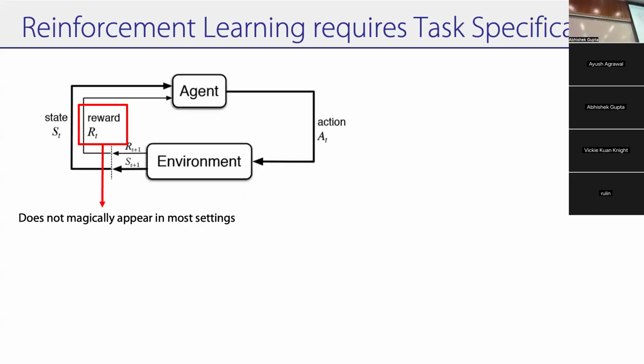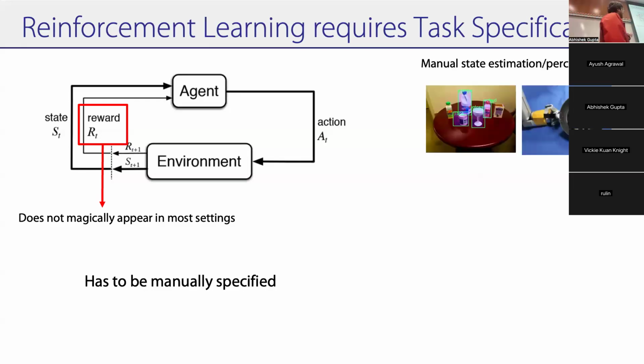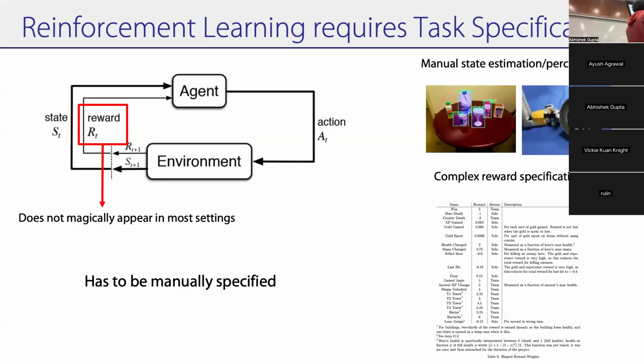And so what most RL algorithms assume is that reward shows up magically from the environment. That's true in Atari games. It's not true in most other things. And so in most cases, you're manually specifying them. So for instance, in some robotic settings, you have motion capture markers. You specify some detailed reward based on those motion capture markers. Or you'll detect where objects are and say this object needs to go here, and you hand design some reward function.